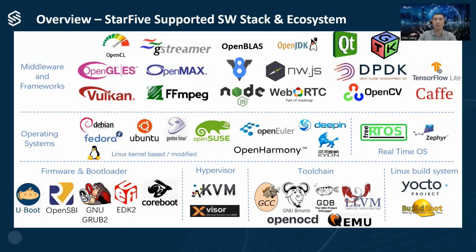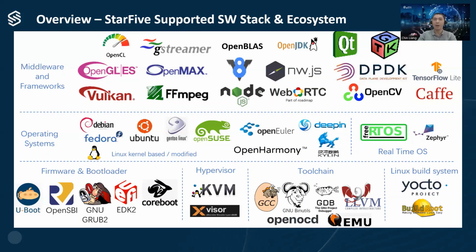Next is hypervisor, where we have successfully run both Type 1 and Type 2 hypervisors on our Dubhe core today. StarFive also maintains its own toolchain to ensure our customers can take full advantage of the high-performance StarFive CPU core. For Linux build systems, we support both Yocto and Buildroot in order to cater to the needs from small embedded devices to complex applications. For operating systems, StarFive has been supporting various OSes commonly used in various market segments, including real-time OS.